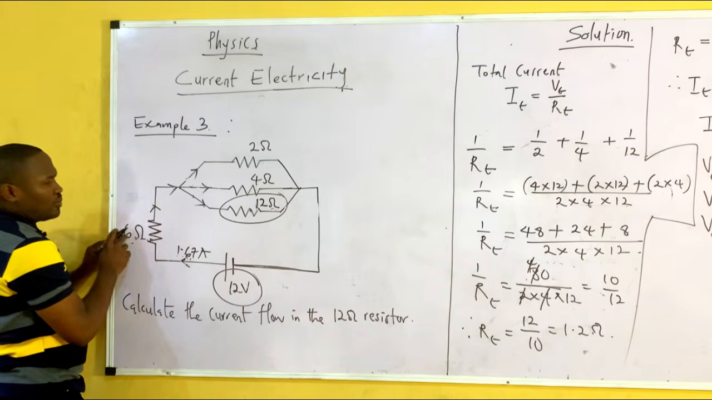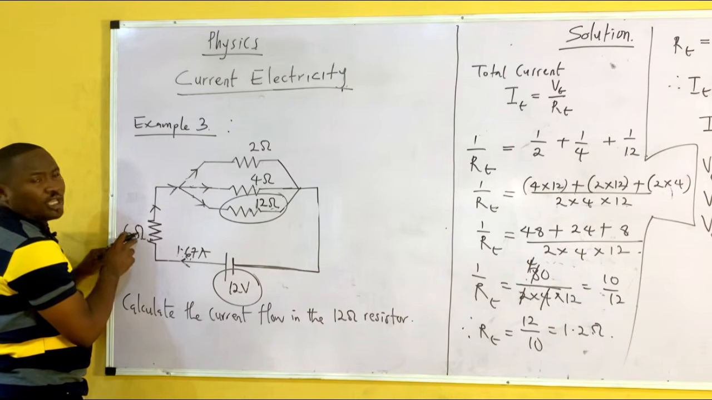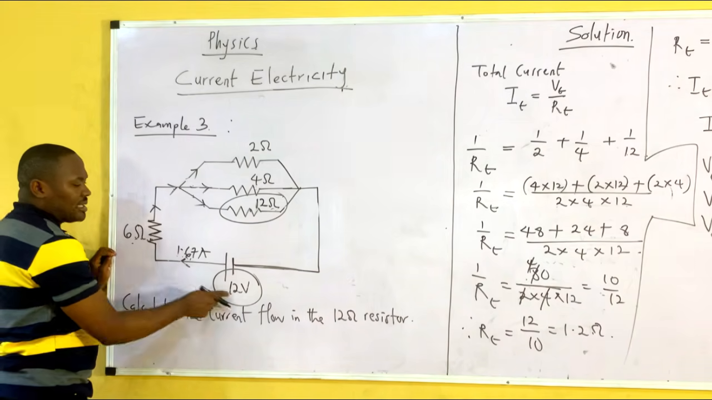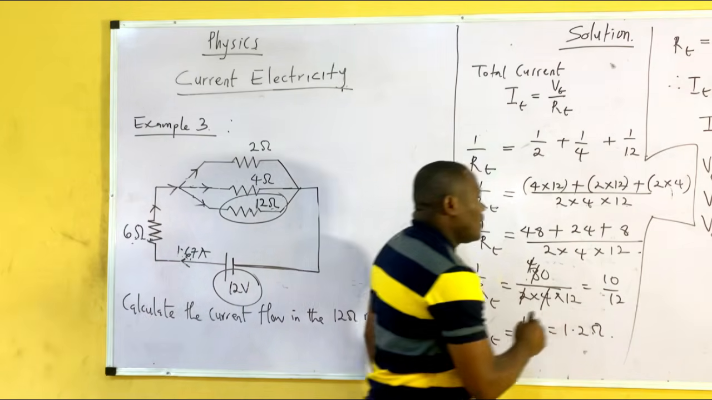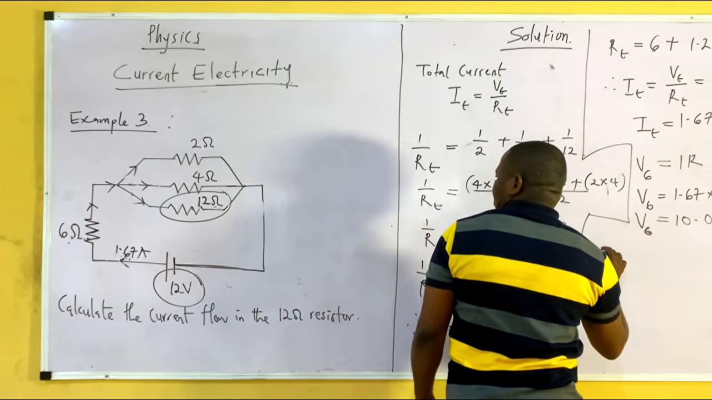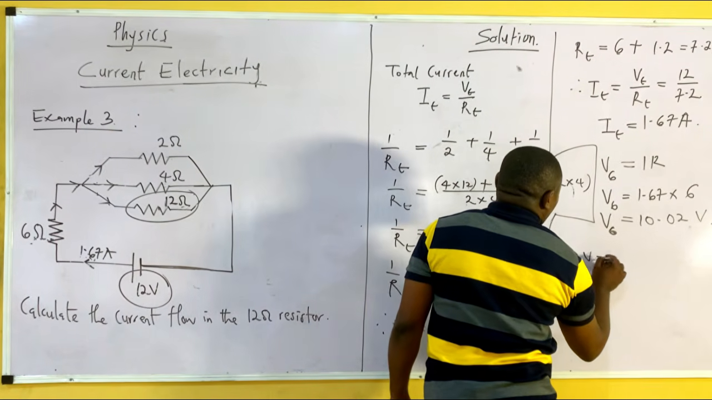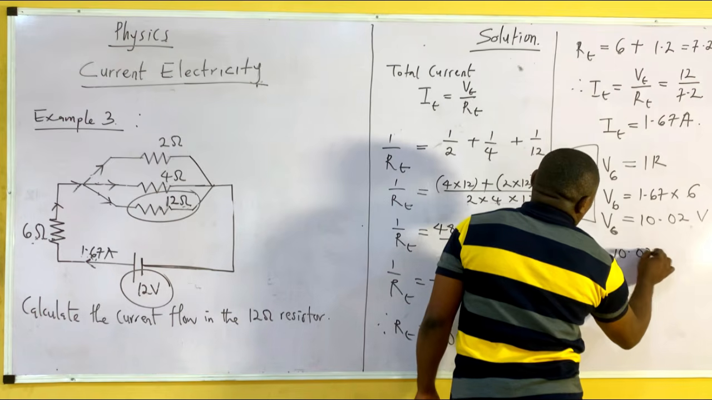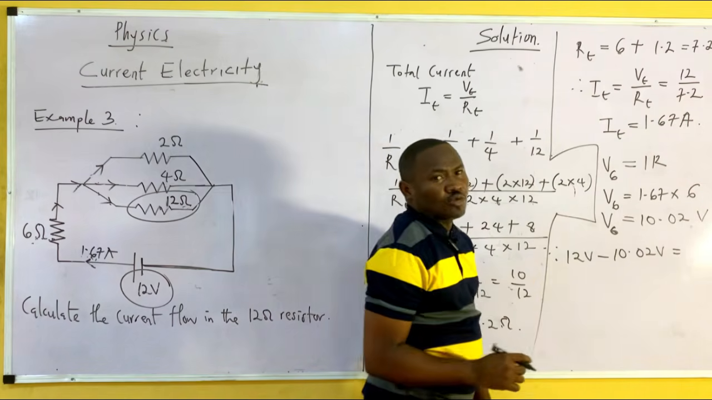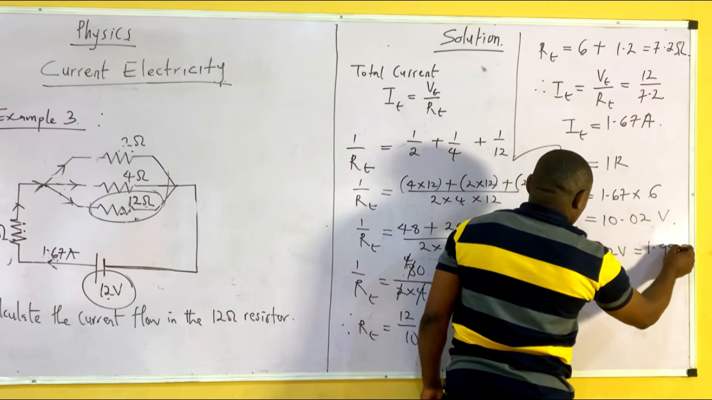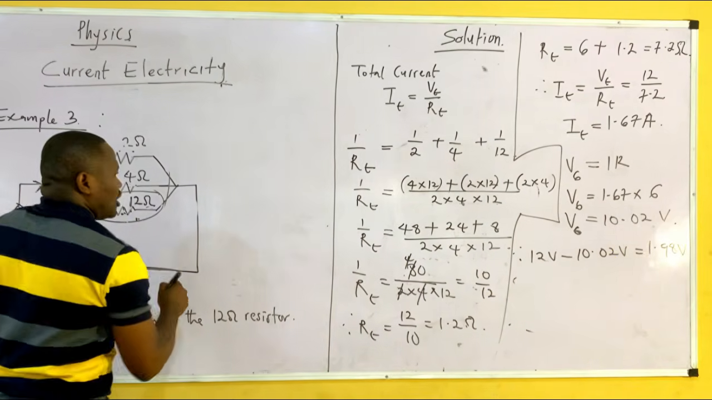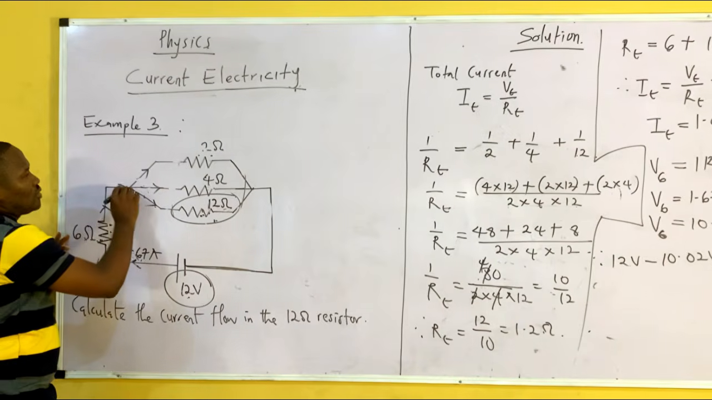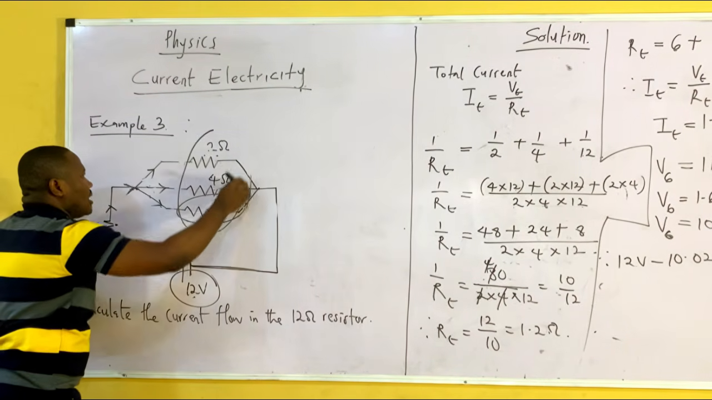So it means that of these 12 volts, 10.02 is coming here alone. So the remainder from 12 is what is coming here. So therefore, 12 volts minus 10.02 volts is equal to 1.98 volts. So this 1.98 volts is what is coming to all of this here.